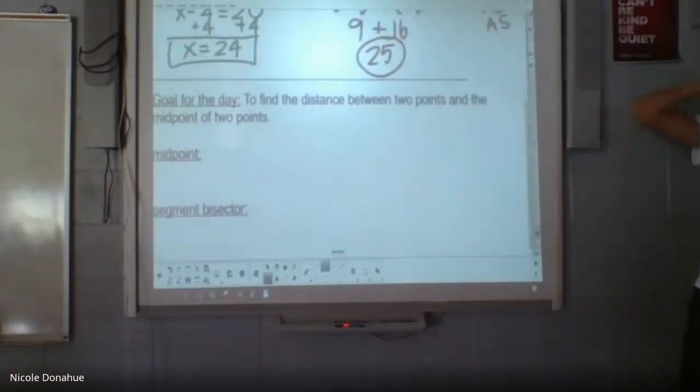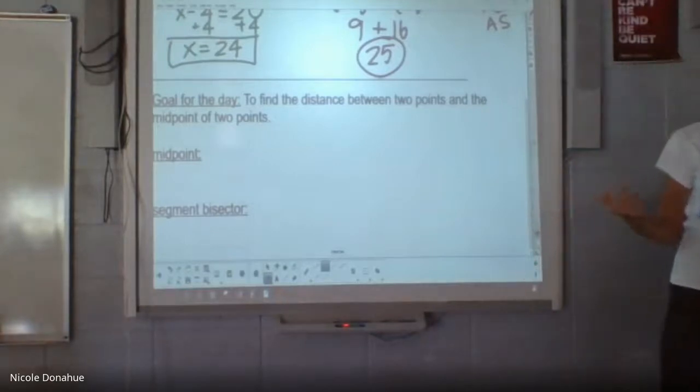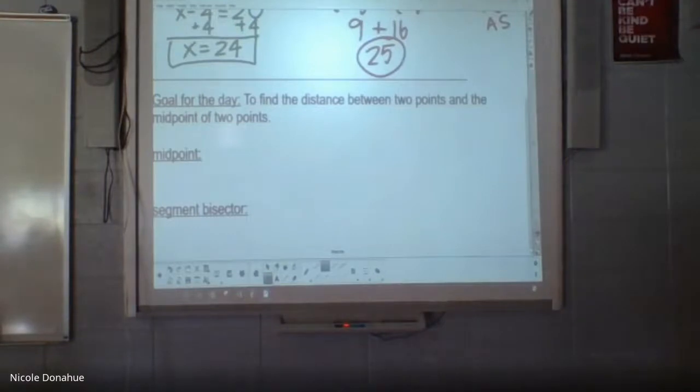So what we're working on today is finding the distance between 2 points and also the midpoint of 2 points.